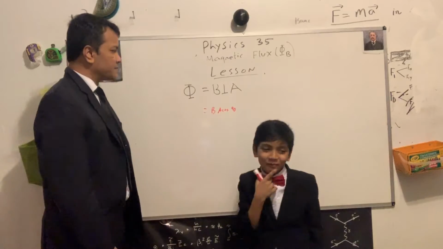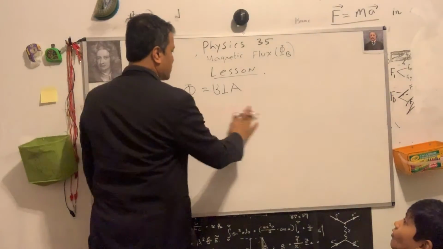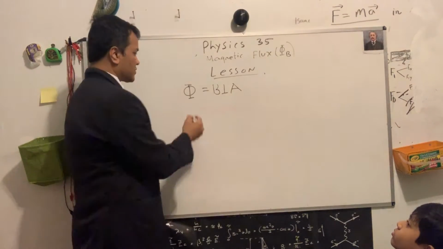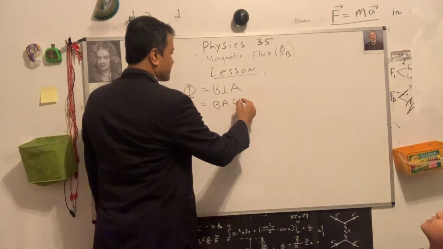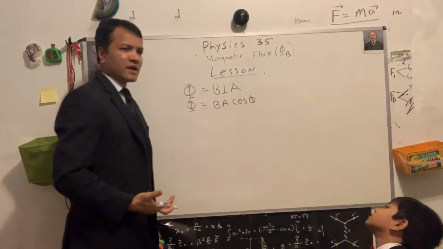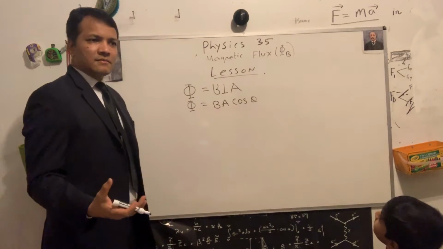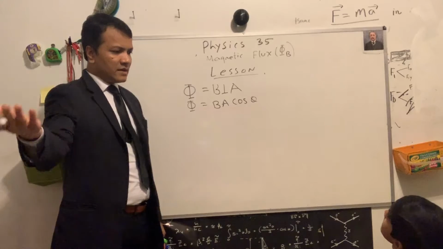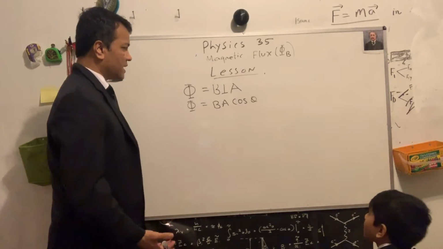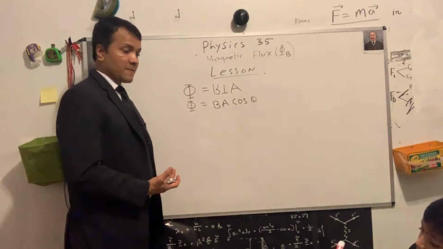That's probably correct, but we don't want to specify the angle. We're just going to write cosine theta. Why should we write any angle? Theta can be anything, 0 degrees, 90, 180, or anything. So this is the magnetic flux.